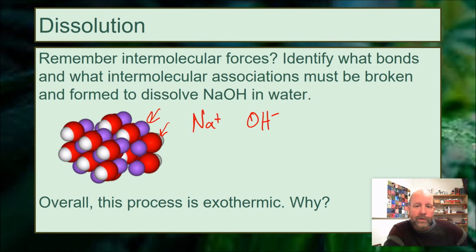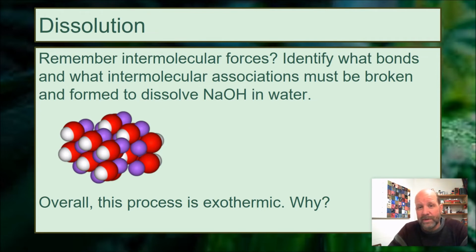So we're going to throw that into water. It'll dissolve. Now think about everything that has to happen, right? We're going to be breaking some ionic bonds. We're going to be forming new bonds. We're going to be forming new interactions. Add up everything that's going to happen when we dissolve this sodium hydroxide into water. I want every single bond or association that's going to be broken or formed. So pause the video and see if you can identify all of the things that are broken and all of the things that are formed.